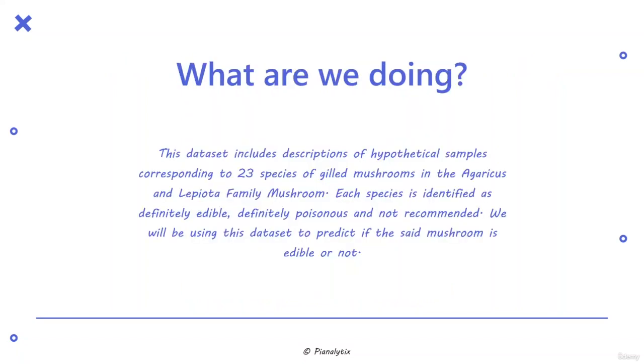So there is this dataset of mushrooms, and this dataset includes descriptions of hypothetical samples corresponding to 23 species of gilled mushrooms in the Agaricus and Lepiota family. Now each species is identified as definitely edible or definitely poisonous, or not recommended for eating. We will be using this dataset to predict if a given mushroom is edible or not.